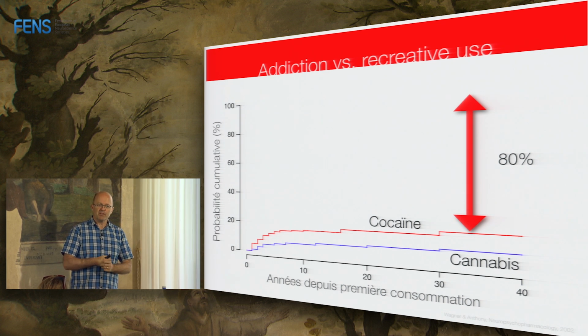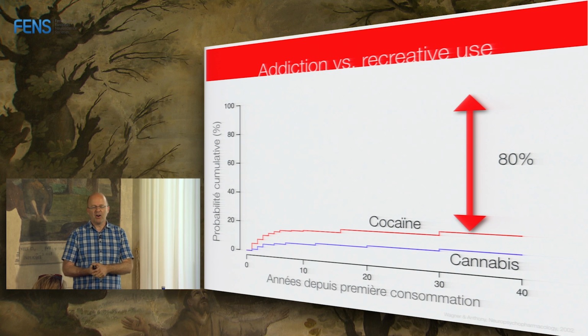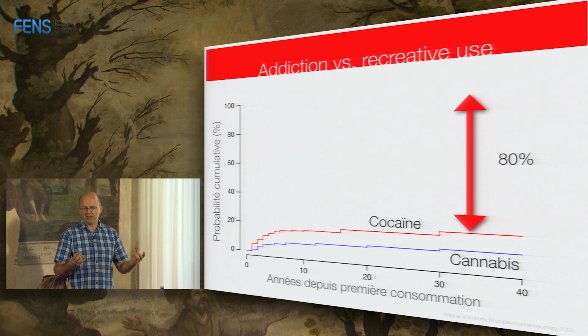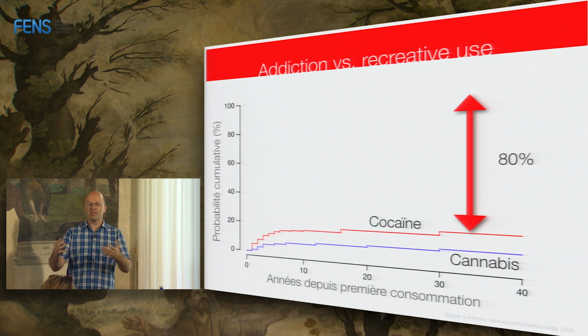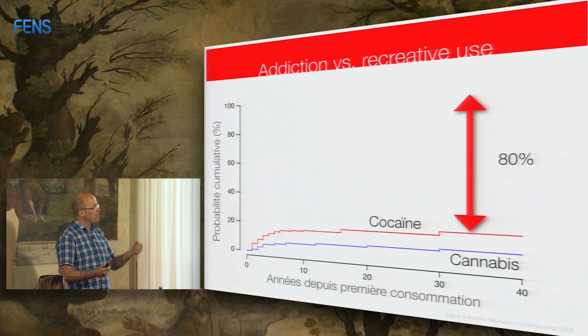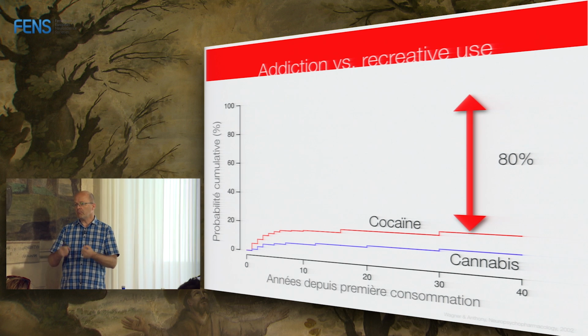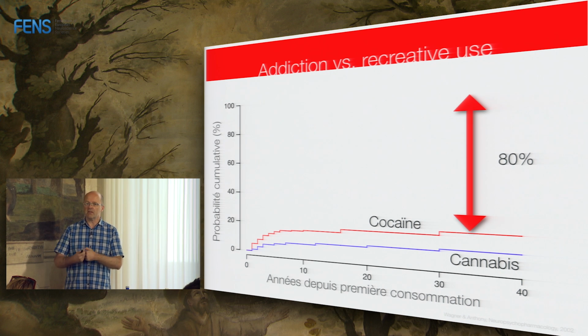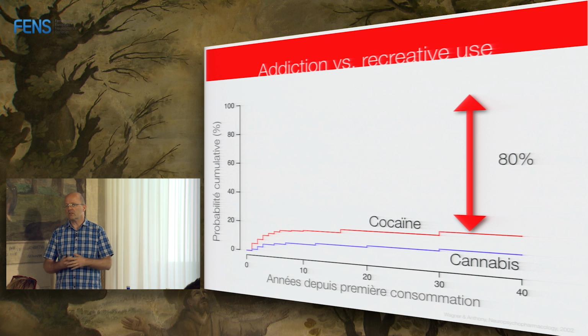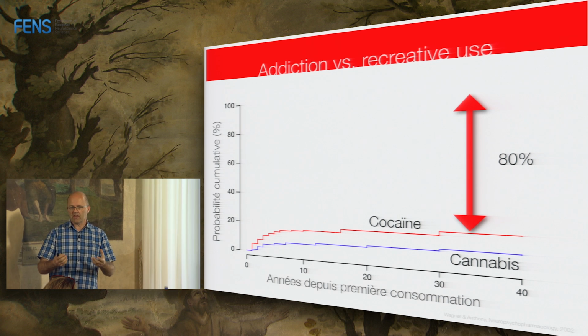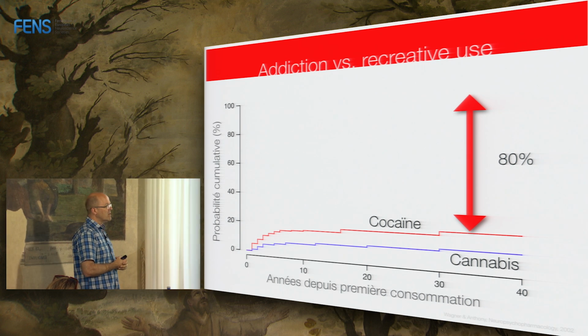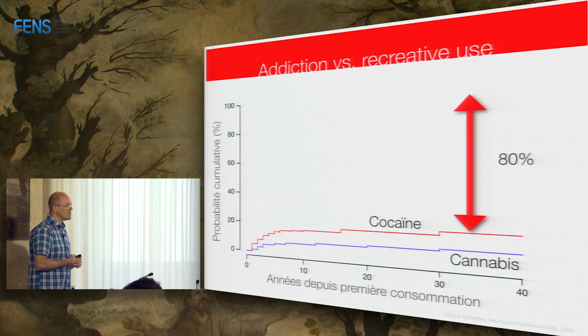So a first message of today, obviously, is not that you now should go and use cocaine because it's relatively safe, but that we have something called the individual vulnerability. So some people are vulnerable to drugs and some are not. So that's a basic question in the addiction field. How can we explain this at the level of the functioning of the brain?